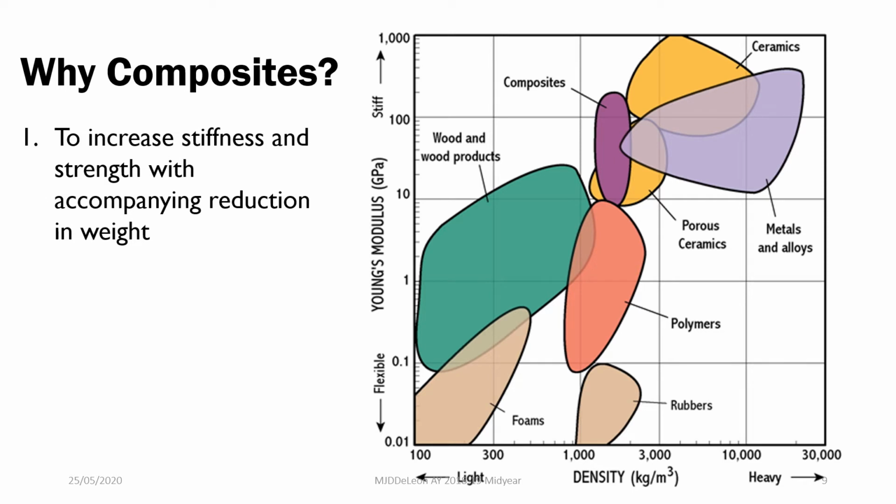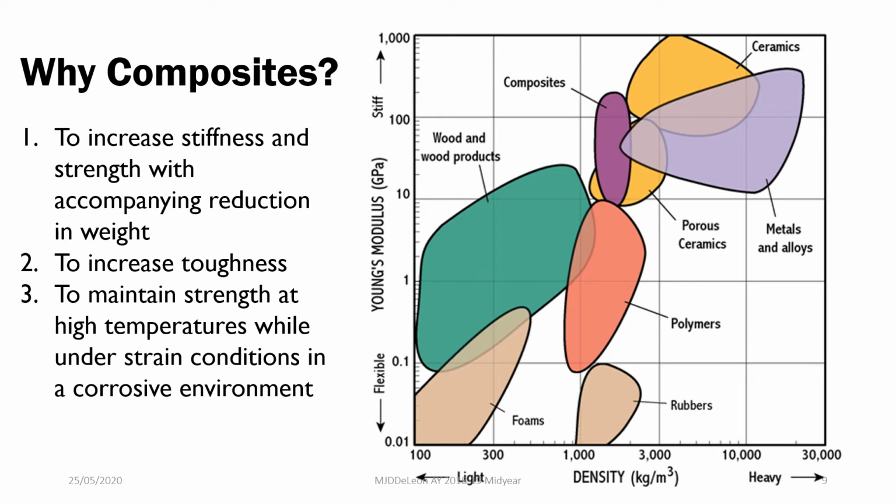First, we can increase the stiffness and strength of your material with an accompanying reduction in weight. So we're improving the performance to weight ratio of your material. Second, we increase the toughness. So this is especially good for those originally brittle materials. Third, we can maintain the strength of a material even when exposed to unfavorable conditions such as high temperature or a corrosive environment.